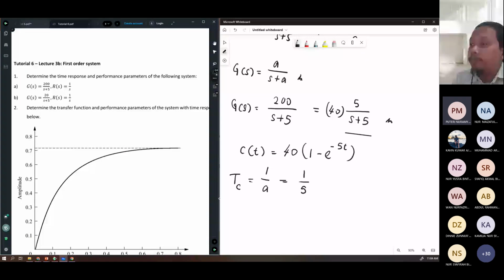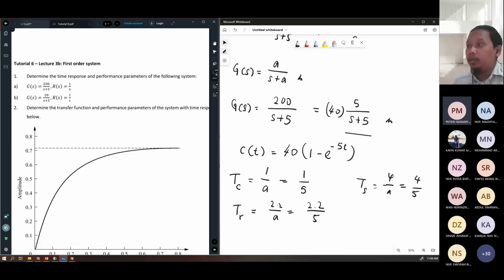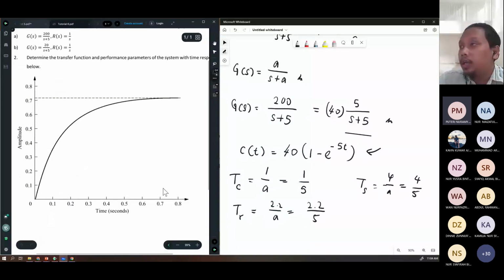So it will be the same, 1 over 5. Same for the rise time, it will be 2.2 over 5. And then the settling time, 4 over A, will be 4 over 5. It will only affect the time response, but it won't affect the time constant, rise time, and settling time. Simple. Then later you can try question B. Questions A and B are more or less similar.